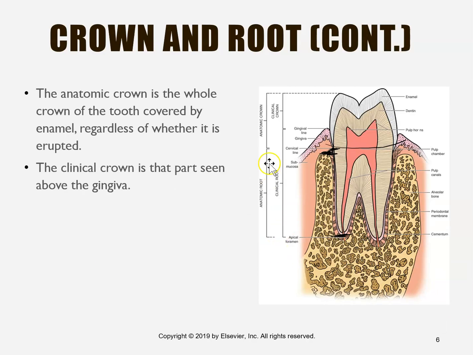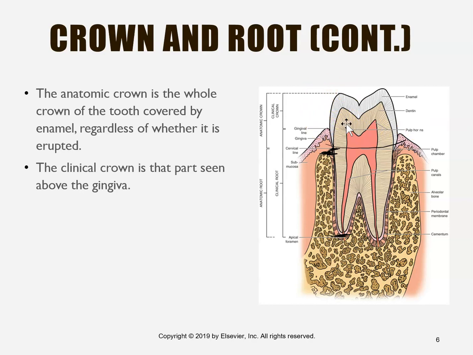Now, the anatomic crown is the actual crown. It's the whole crown from the cusp to where the CEJ is. So that whole thing is your anatomic crown. But the clinical crown is just what you see right on top of the gum. So the gum line is right here, so we just see this part. That's what we would call the clinical crown.